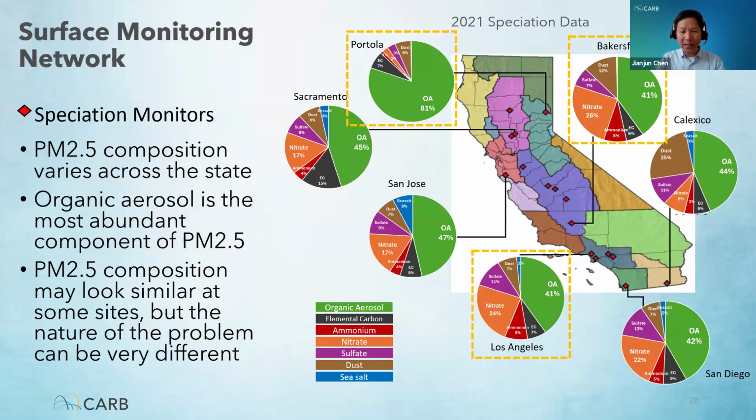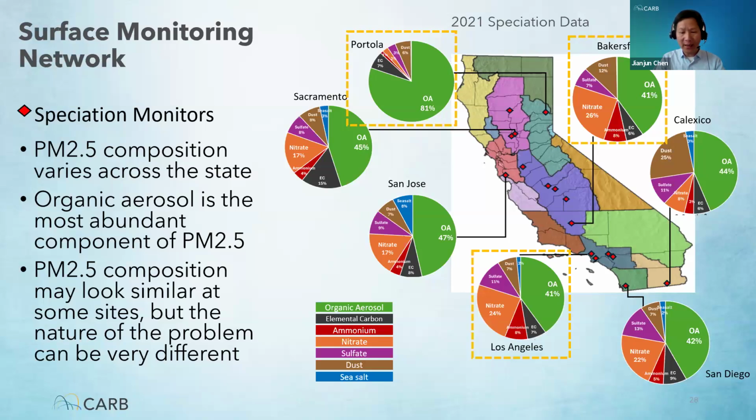California has a PM 2.5 speciation monitoring network that measures PM 2.5 composition across the state. The red diamonds on the map indicate the location of these monitors. This slide also shows 2021 annual PM 2.5 composition at select locations across the state, including Los Angeles, San Diego, and Calexico in Southern California, Bakersfield and Sacramento in Central California, San Jose in the Bay Area, and Portola in Northern California. As you can see, PM 2.5 composition varies across the state.